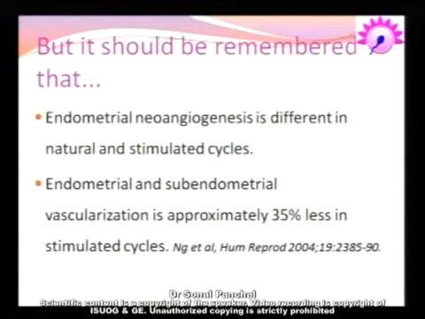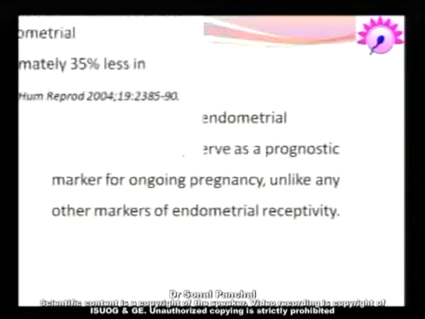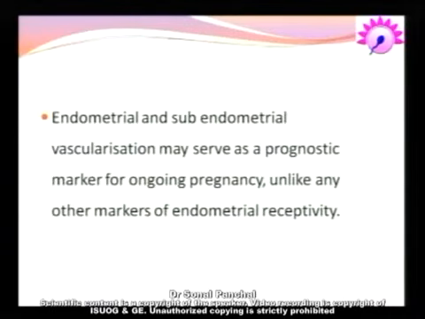Endometrial neoangiogenesis is different in natural and stimulated cycles, as I mentioned earlier also, and the vascularization is approximately 35% less in the stimulated cycles, as I told you. Endometrial and subendometrial vascularization may serve as a prognostic marker for the ongoing pregnancy also.